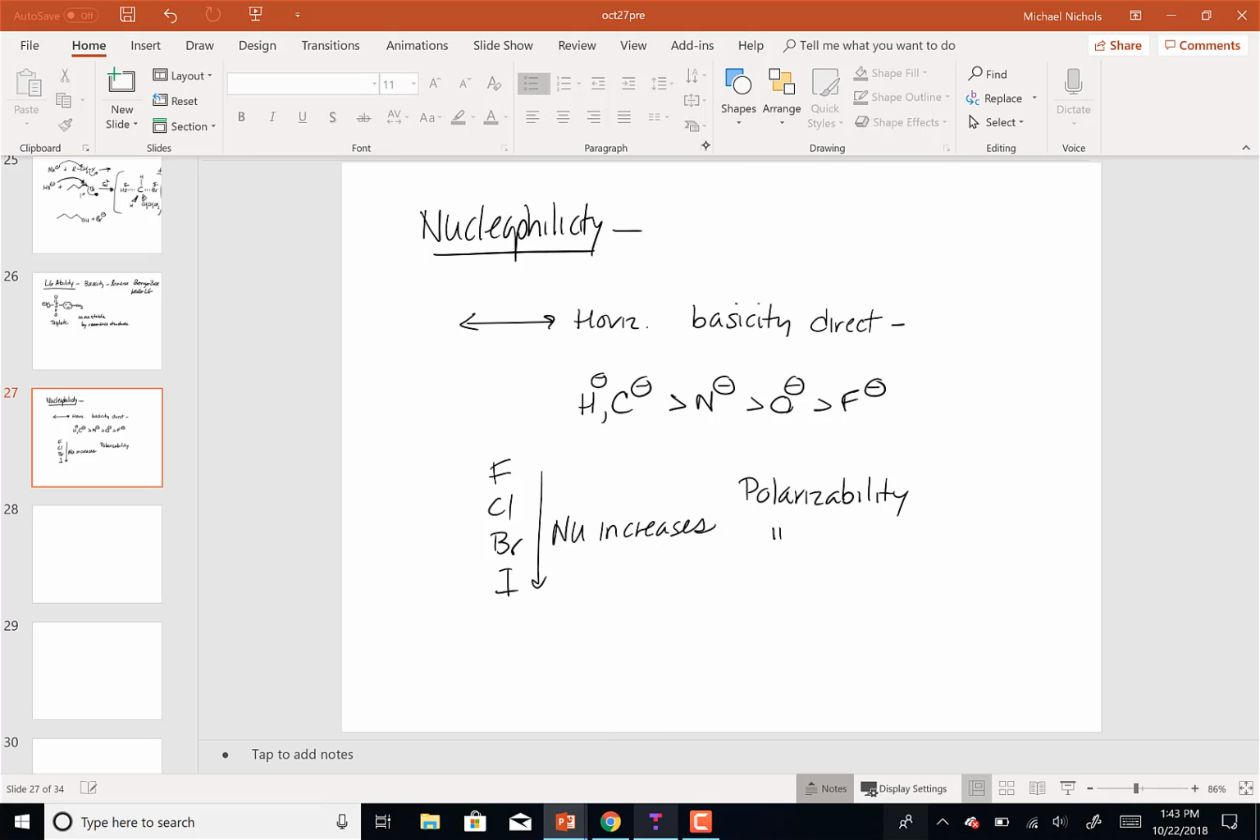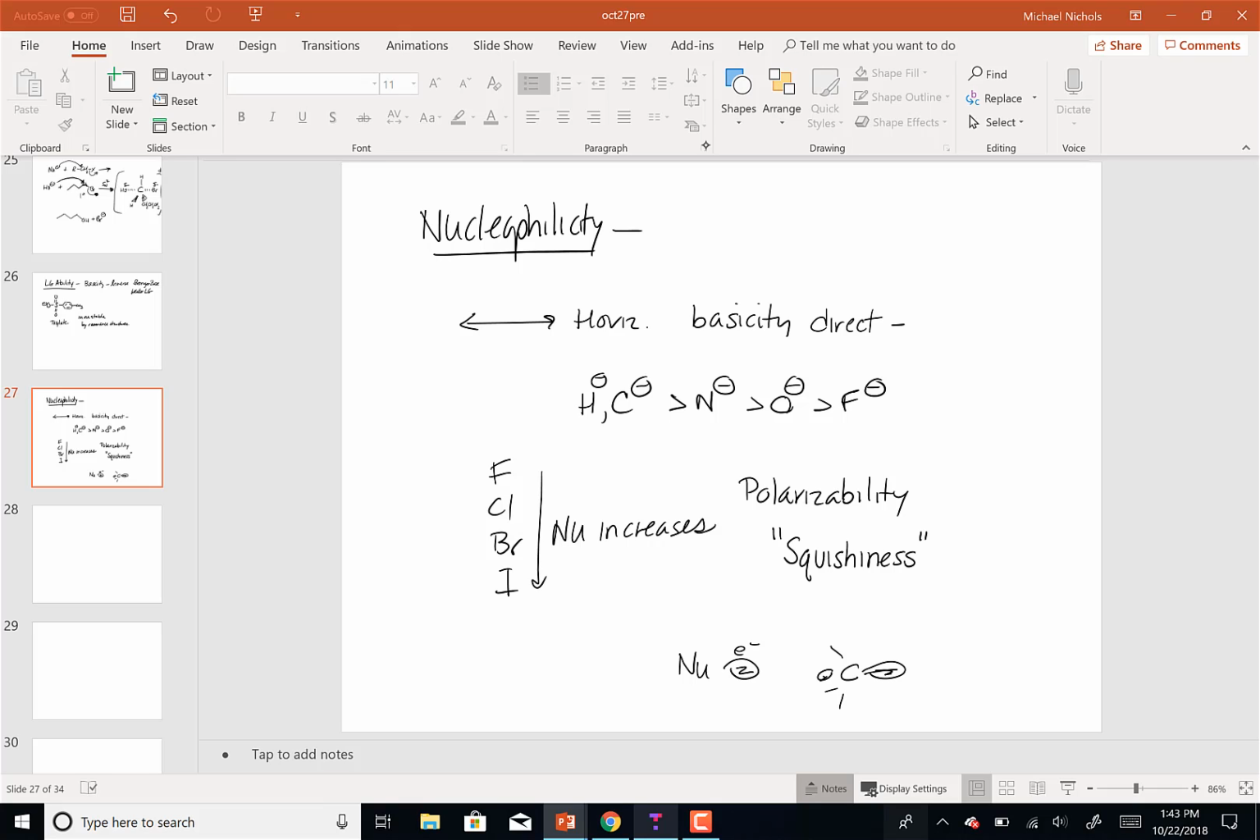Now, what is polarizability? I call polarizability squishiness. And this has to go back to the idea of the nucleophile taking its electron density in its orbital and overlapping it with the small orbital of the carbon in the SN2 reaction and in the transition state.